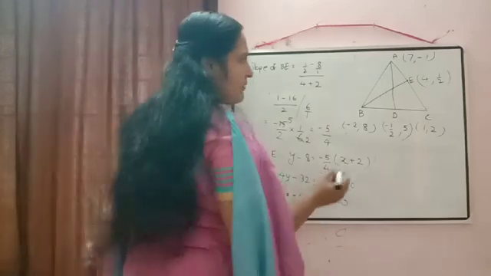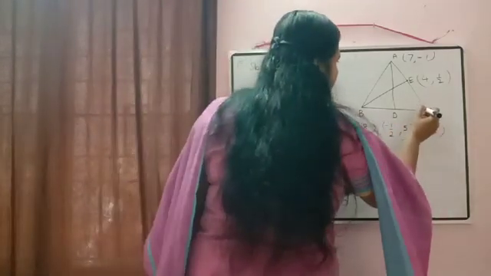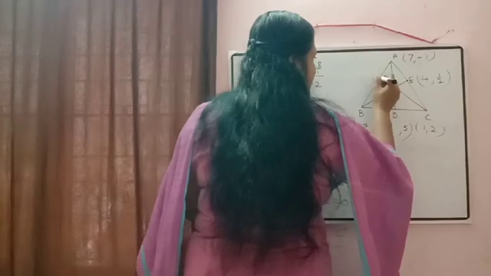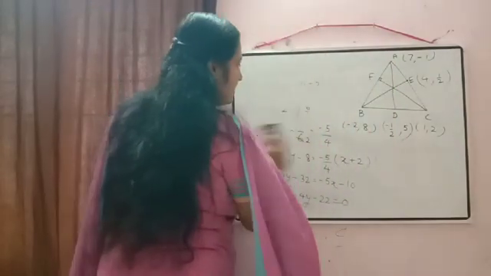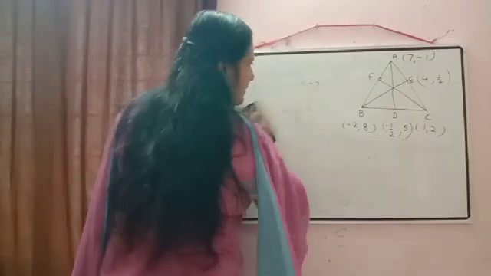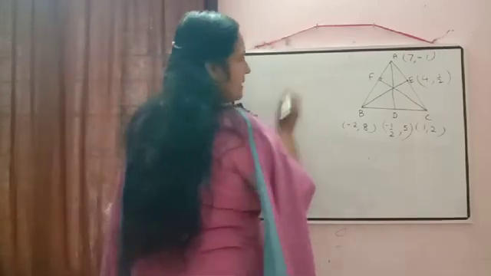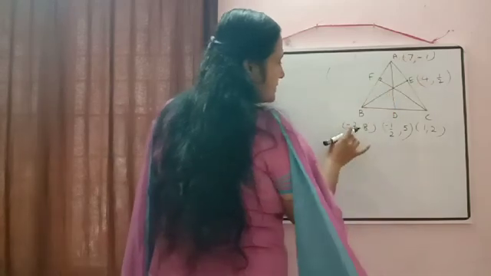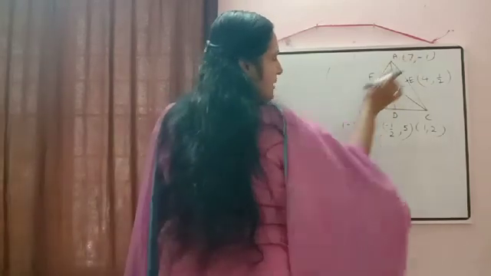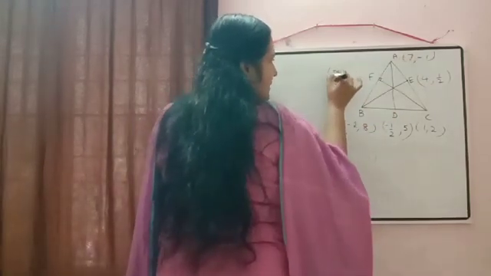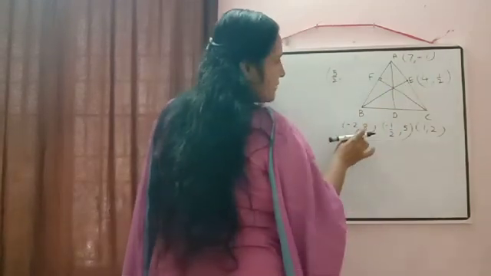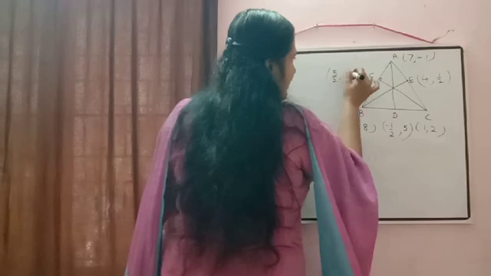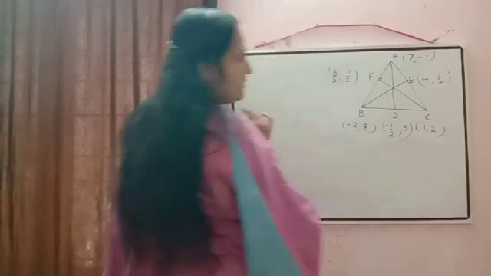In the same way one more median will come. Yes, that is equal to median CF. So now just to calculate what will be the coordinate of F there. Yes, that will be equal to x1 plus x2 divided by 2. So 7 minus 2, 5 by 2 will be equal here 5 by 2. Then next y1 plus y2. So 8 minus 1, 7 by 2.